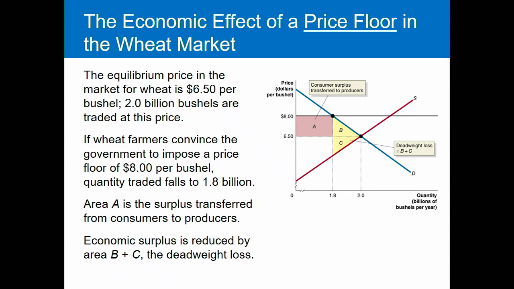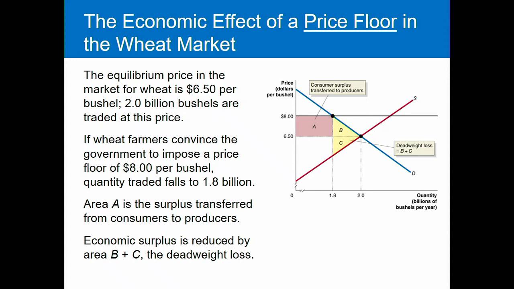So what we end up with in this case is a surplus. We have all this extra wheat on the market that consumers are unwilling to buy at this artificially high price, but the producers are more than happy to produce because the ones that are able to sell their wheat are able to get enough money back for it.